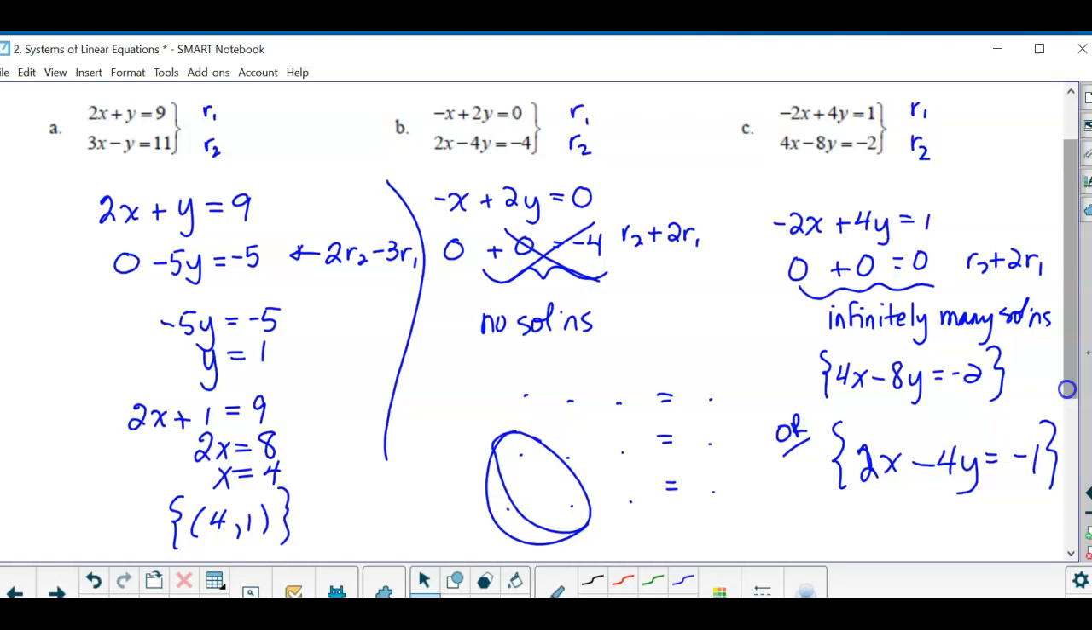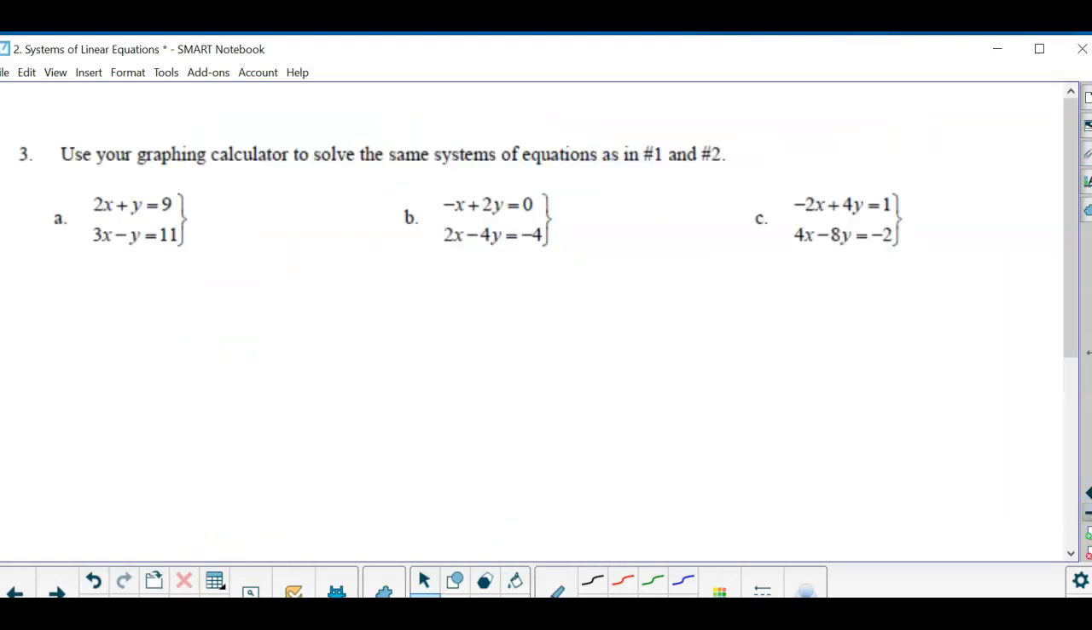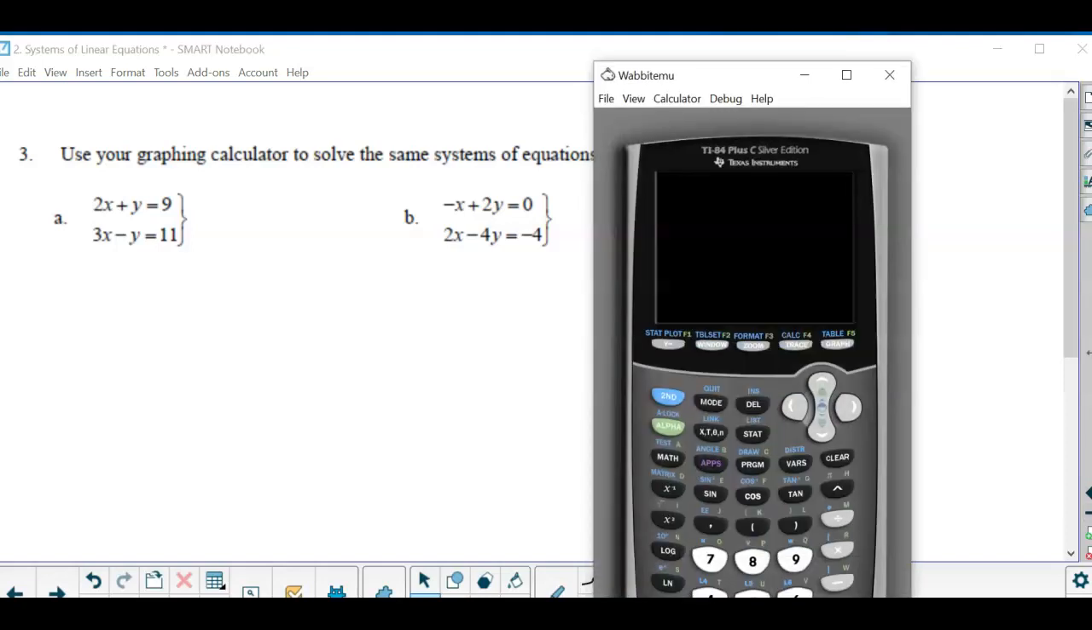Okay, so you might have to do just a little bit of work, right? And then you're going to use your calculator. You can handle it. You can. So, graphing calculator. Now we get into our calculators.